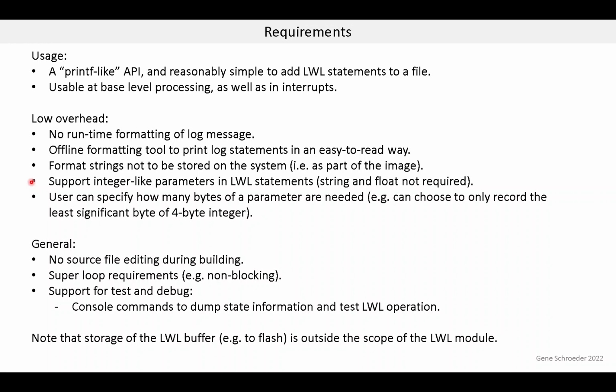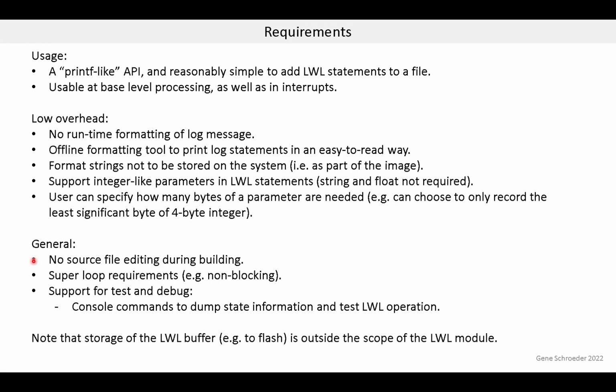The main point is strings and floats are not required. Then finally, the user can specify how many bytes are needed of each parameter. For example, if you're logging an integer, which is 4 bytes, but you know you never have big values in it, maybe bigger than 100, there's no need to store anything other than the least significant byte. And of course, the motivation for this is you're saving space in that circular buffer.